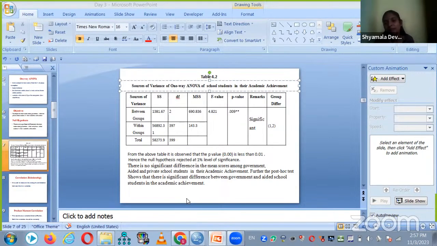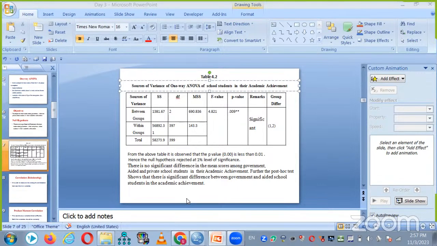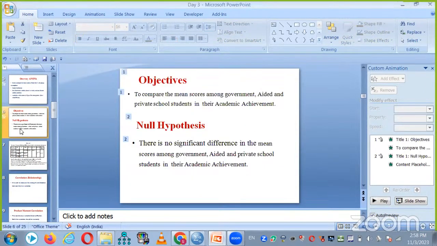Okay? Ma'am, I have a doubt. Yes, please. Ma'am, in the PPT, you have written there is no significant difference in mean scores, no? But there is a difference, right? Yes. That's why we are doing post hoc.